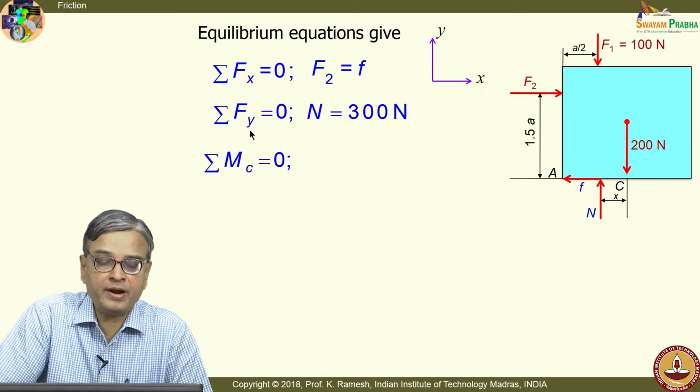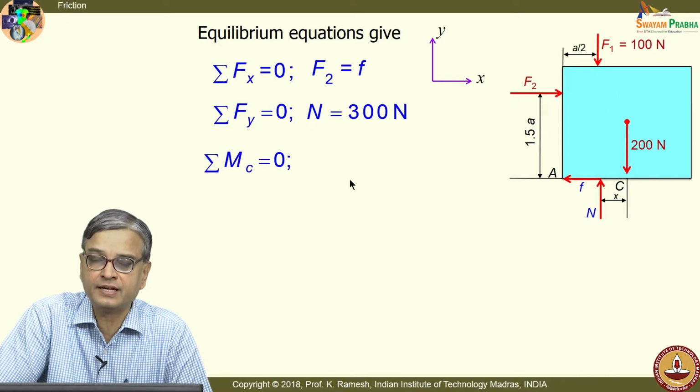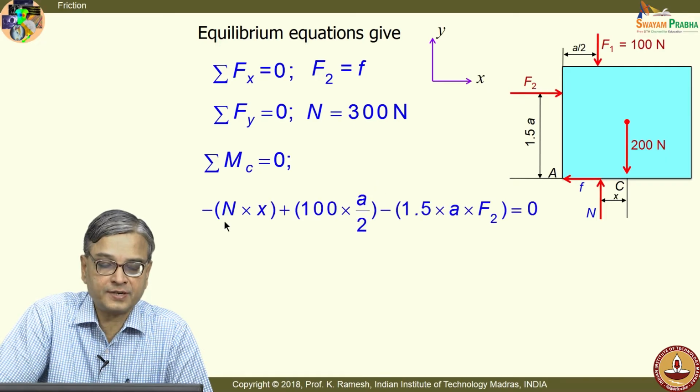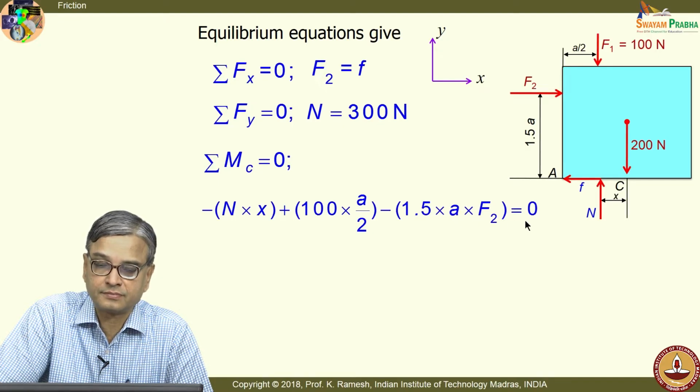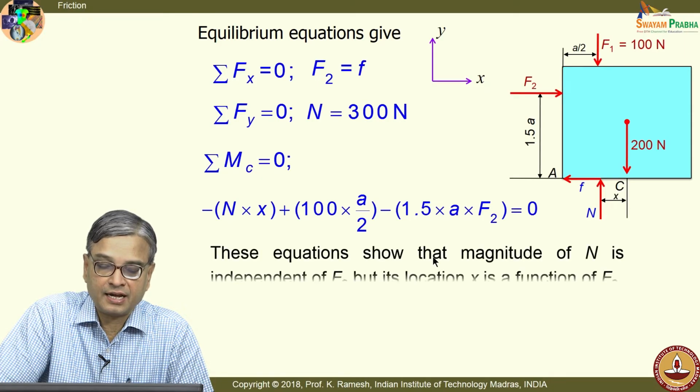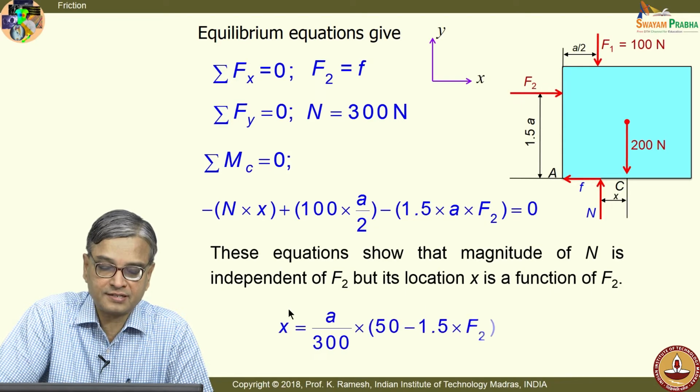And if I take moment about the point C, which is taken here, I can very well see that this force will give a clockwise moment, this also will give a clockwise moment, and these two forces will give anti-clockwise moment. So, I get an expression minus N into x plus 100 into a by 2 minus 1.5a into F2 equal to 0. This force, since it passes through C, does not contribute to the moment. All the forces are accommodated. On simplification, I get an expression for the distance x.